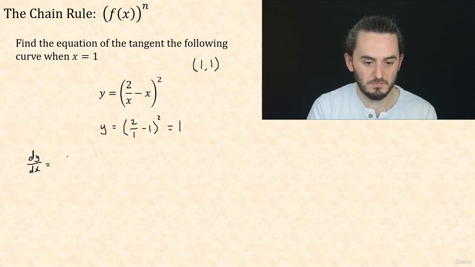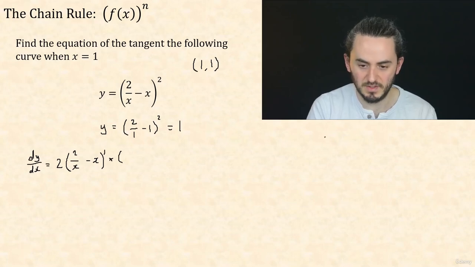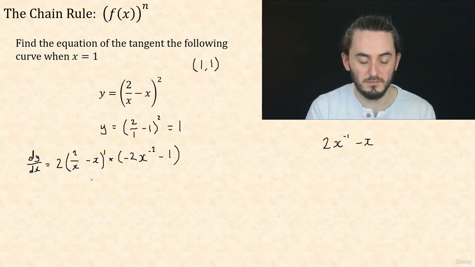Power comes down, so that's 2 times (2 over x minus x) to the power of 1, and then multiply by the derivative of this bracket. The derivative of this bracket, well, let's just figure that out. That bracket is 2x to the minus 1 minus x. So the derivative of that is minus 2x to the minus 2 minus 1. So here is our full derivative.